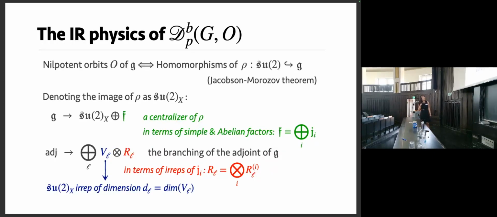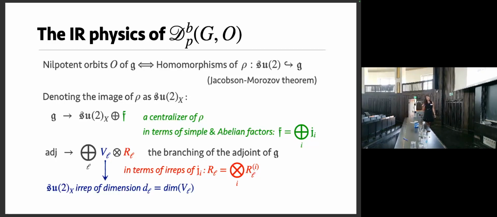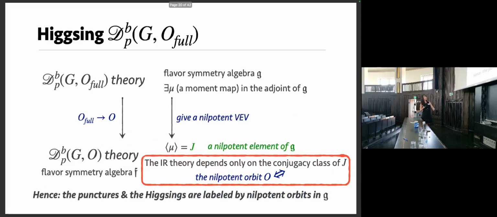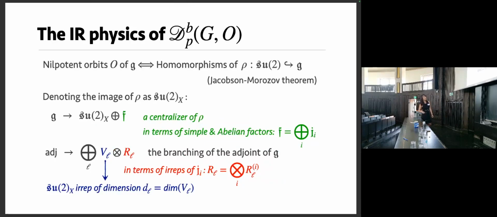Let's look first at what we know about nilpotent orbits, which is that they are equivalent to homomorphisms of SU2 embedded into this group G, by Jacobson-Morozov. By denoting the image of this map as SU2X, to distinguish it from SU2R, our G will be decomposed into this and an additional F, which is the centralizer of the embedding. That is exactly the flavor symmetry algebra that we get for the IR theory. Under this, we can get the branchings of the adjoint, which will have the SU2X components, so that all the irreps will be arranged into here, and let's call the dimension d_l. The rest can be arranged with the irreps of the individual elements of F as the following.